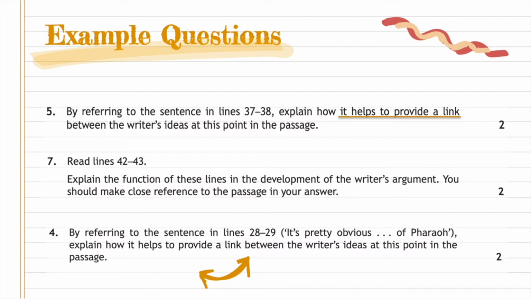If you look at question 7, it says, explain the function of these lines and the development of the writer's argument. We know from the first sentence that the function is mentioned, so this is a linking question. And lastly, looking at question 4 on the bottom, it says, by referring to the sentence in lines 28 to 29, explain how it helps to provide a link between the writer's ideas. Again, like question 5 at the top, we have the phrase, a link. So these are how we identify a linking question. We look for the phrases link, linking function, function, or a link between.